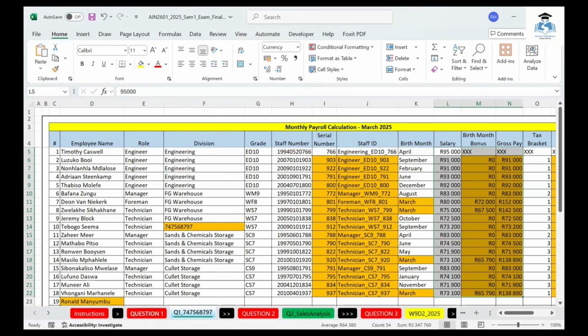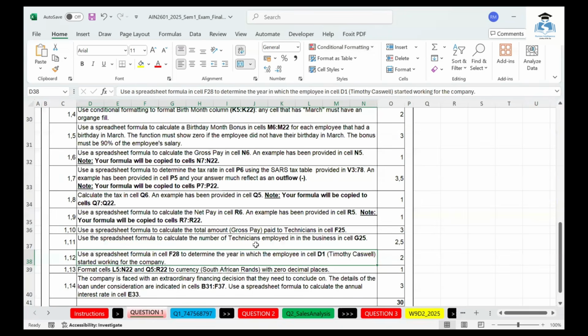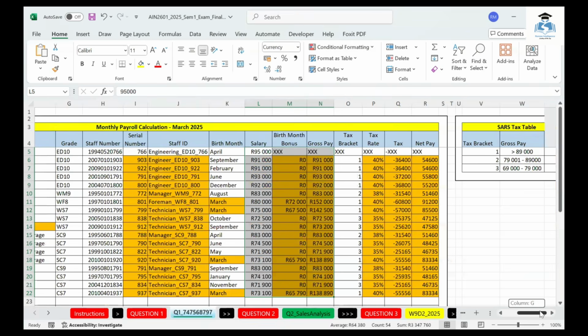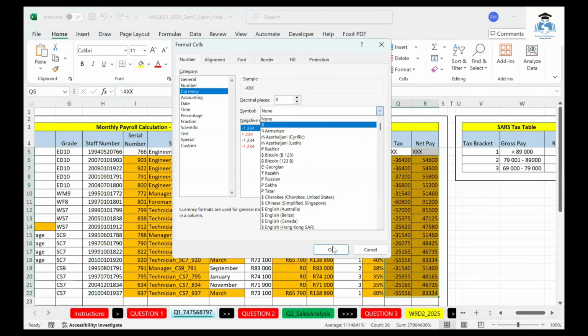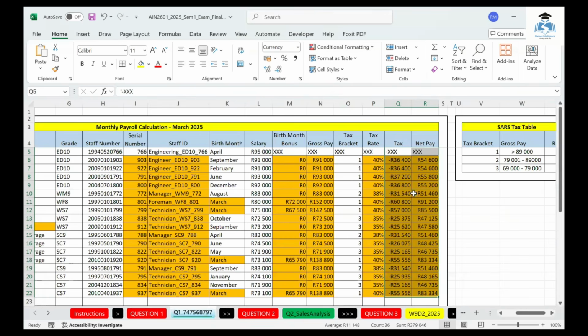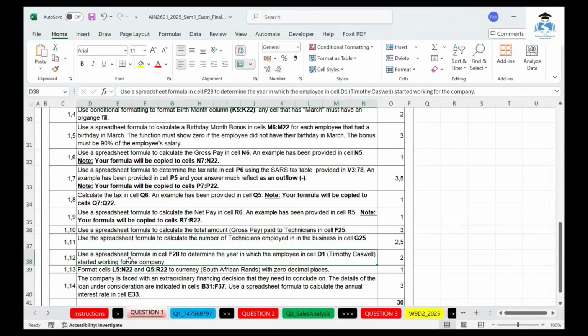Then the other part, Q5 to R22. I think I skipped another question. Then for Q5, you do the same, currency. Then select rand. Okay, then it will give you this. Then I had skipped this one.